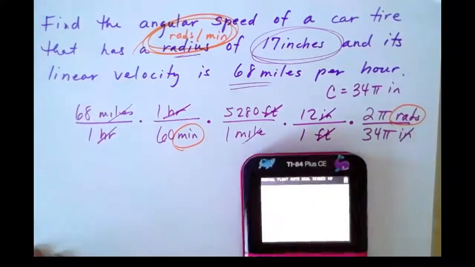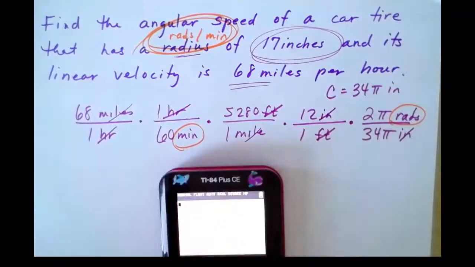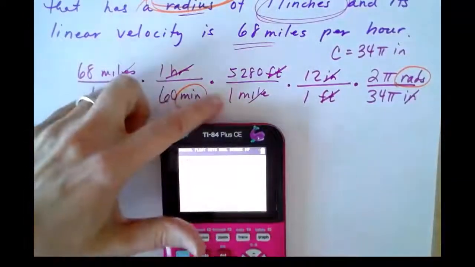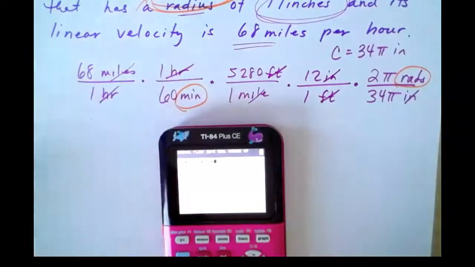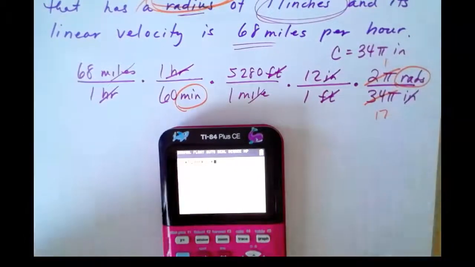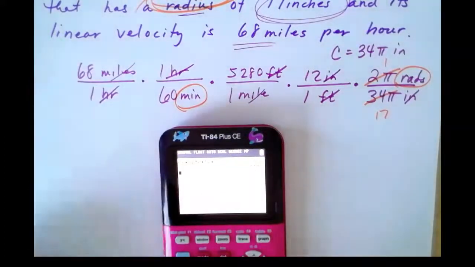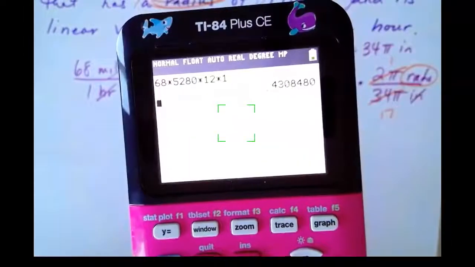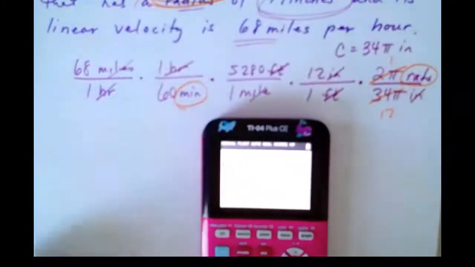Now, please avoid a careless mistake by simply multiplying everything across the top first and then just letting it chill in your calculator. So 68 times 5,280 times 12 times, and of course over here we can cancel the 2 pi and the 34 pi, 1 over 17. That'll just make things easier, so I'll just plug in a 1 right there. That's my numerator. Just let that number just lurk in your calculator for a few minutes, and we're going to grab it when it's time.